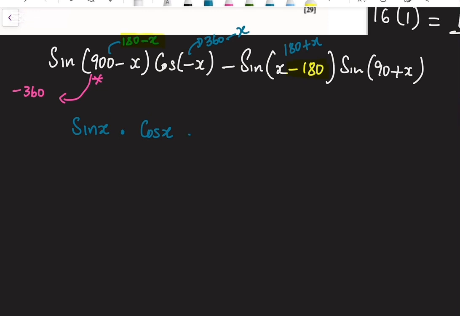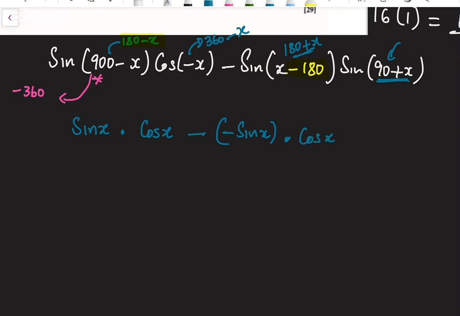And then minus 180 plus x is in the third quadrant. In the third quadrant, sine is negative. So we have negative sine x. And then multiplied by 90 plus x is in the second quadrant. In the second quadrant, sine is positive. But remember, 90 will always change sine to cosine. So we are going to have positive cos x.